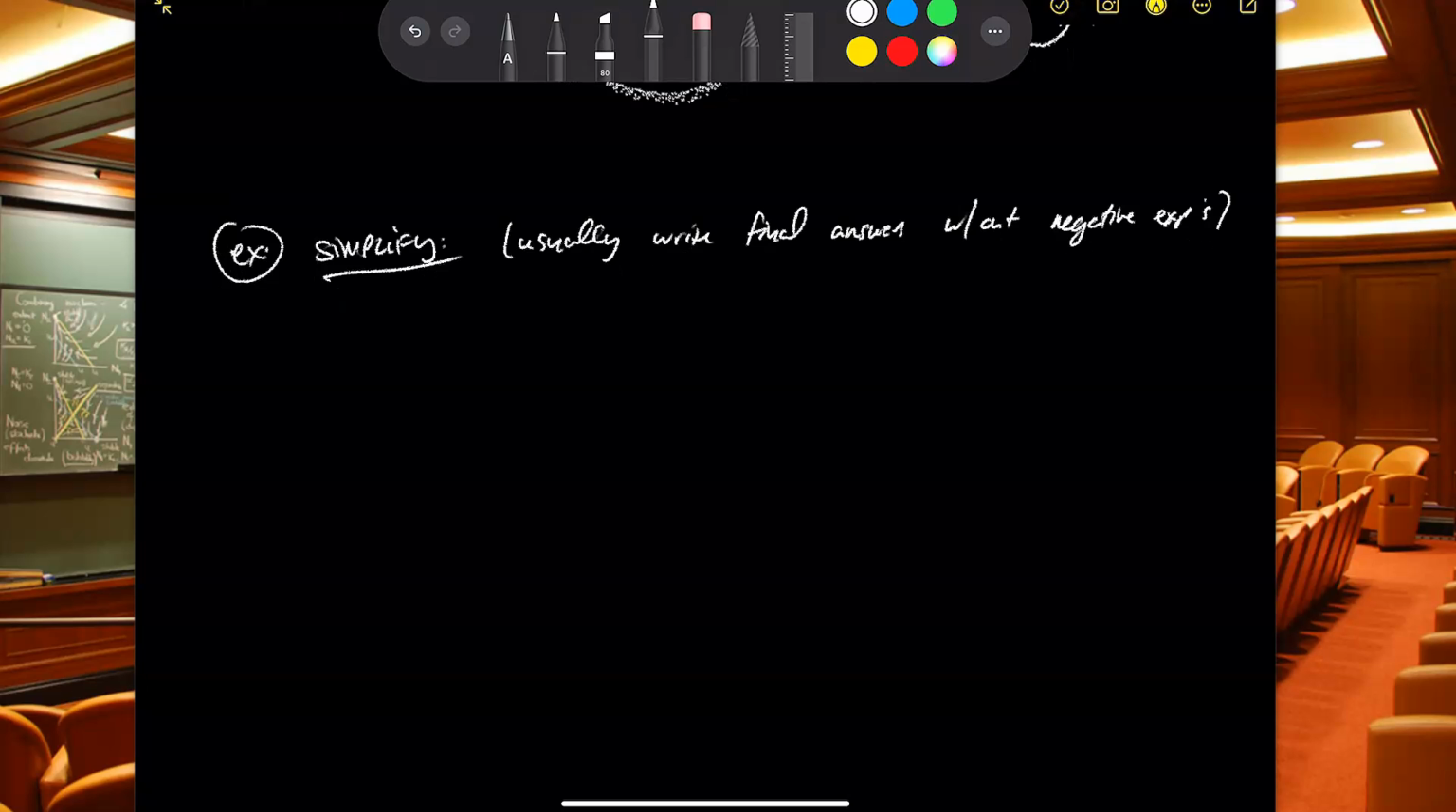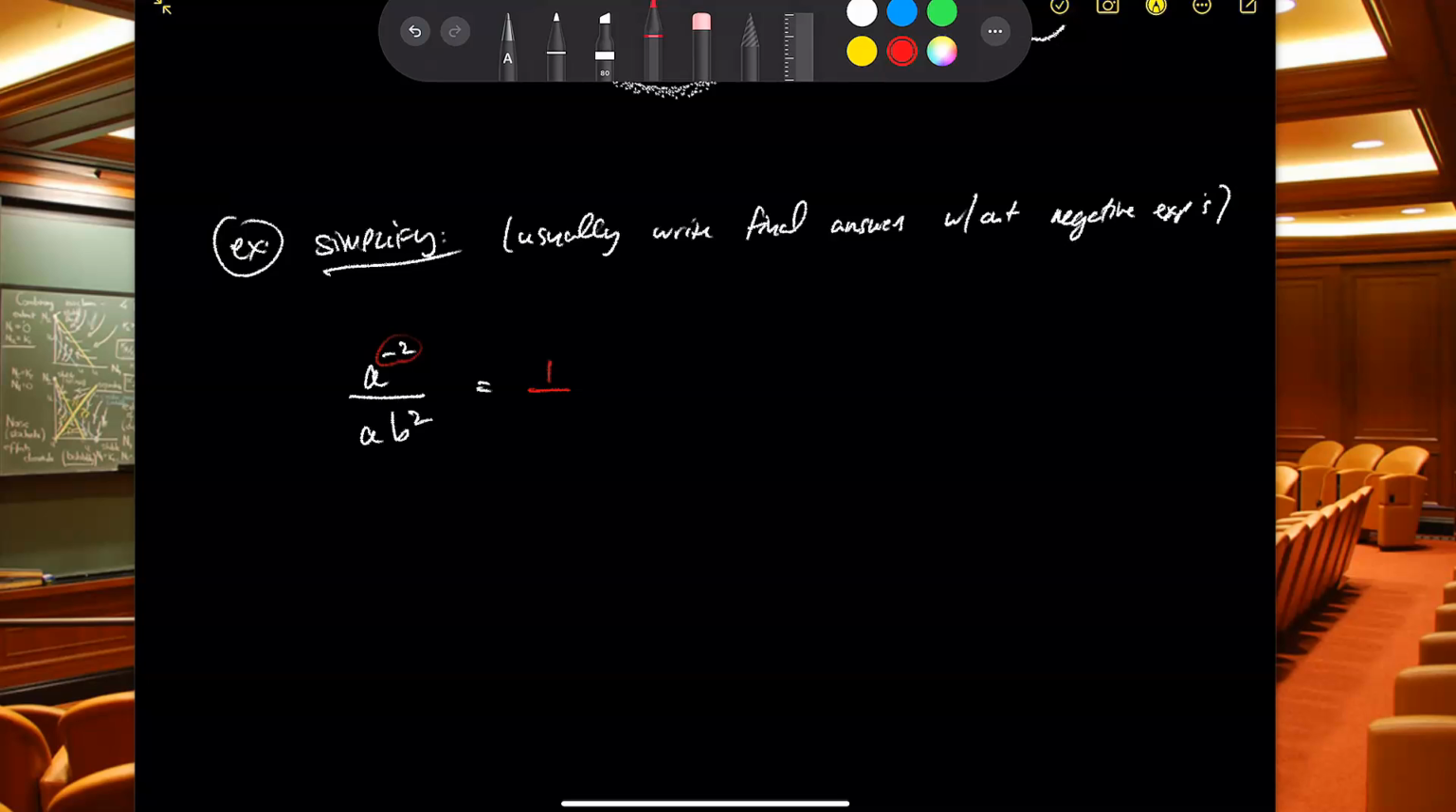So if I said simplify, say I had a to the minus 2 over ab squared. How would we rewrite this? Well, what do negative exponents really mean? Negative exponents really mean repeated division. So one way to think about this is really 1 over a squared times 1 over ab squared. And then we can simplify this to be 1 over a squared times b squared, and then just simplify. How many a's do we have? How many b's do we have?